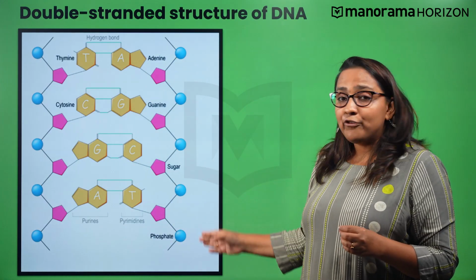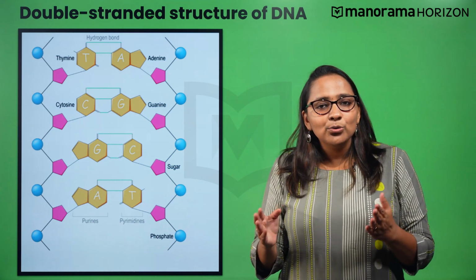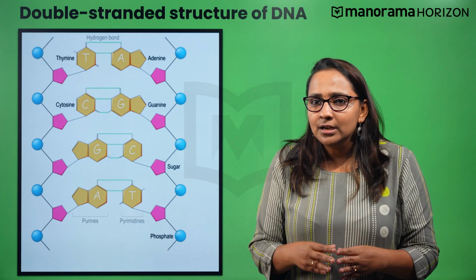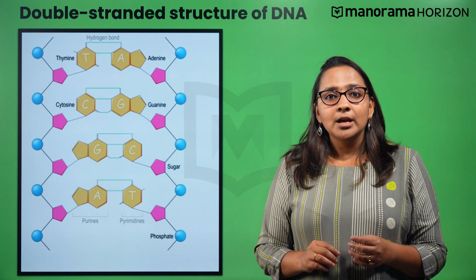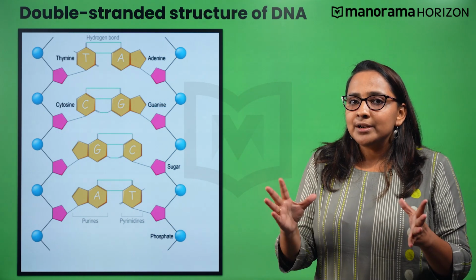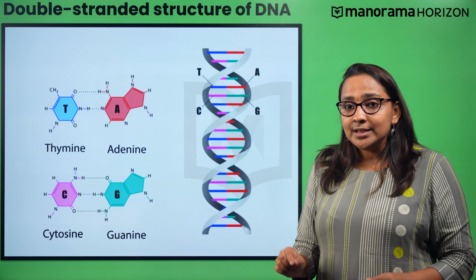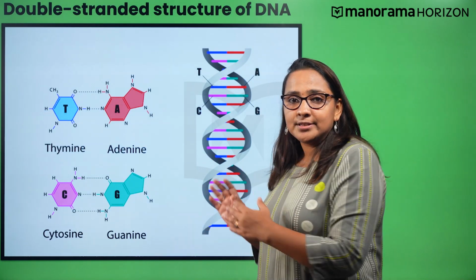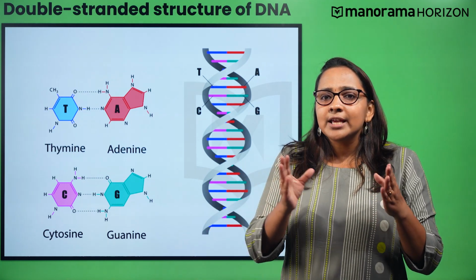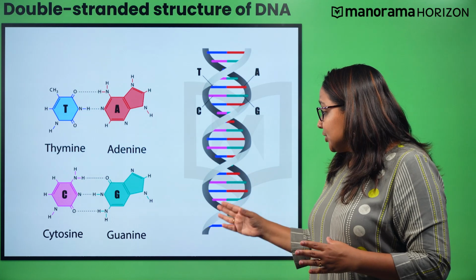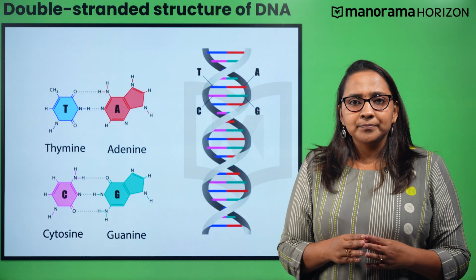Actually, DNA forms a double-stranded helix structure. Here, the nucleic acid chains are held together by hydrogen bonds between the pairs of bases. These 2 strands are complementary to each other. They form hydrogen bonds between specific pairs of bases. Adenine forms hydrogen bonds with thymine, whereas cytosine forms the hydrogen bonds with guanine.